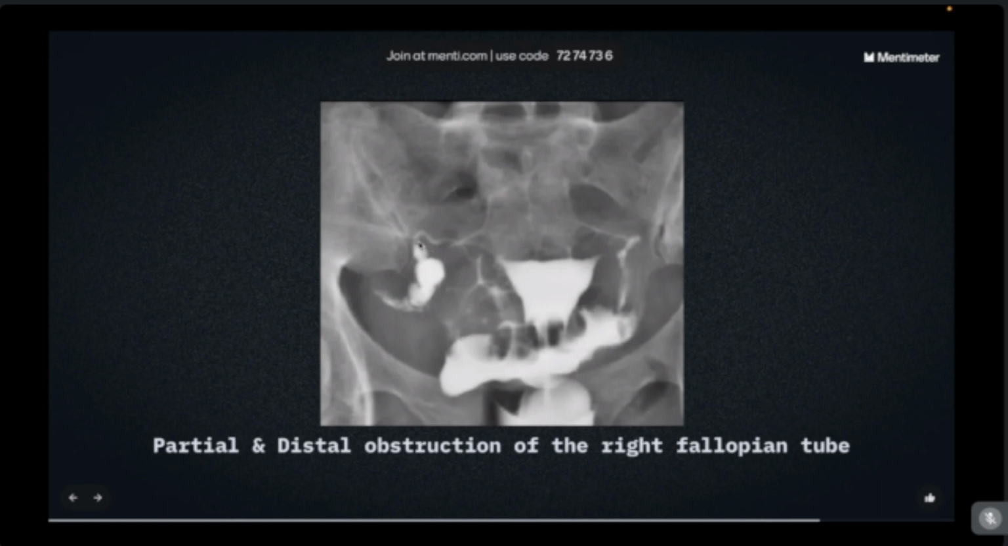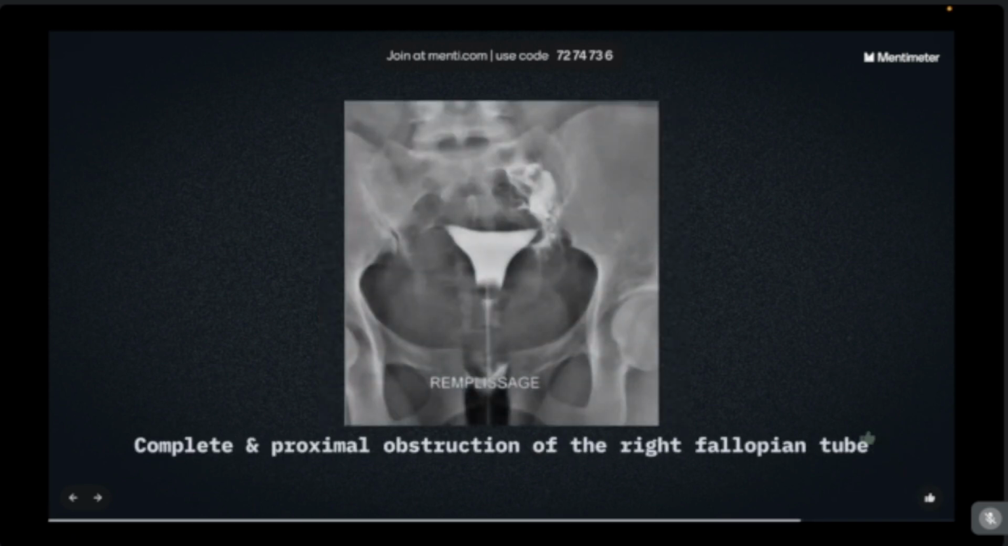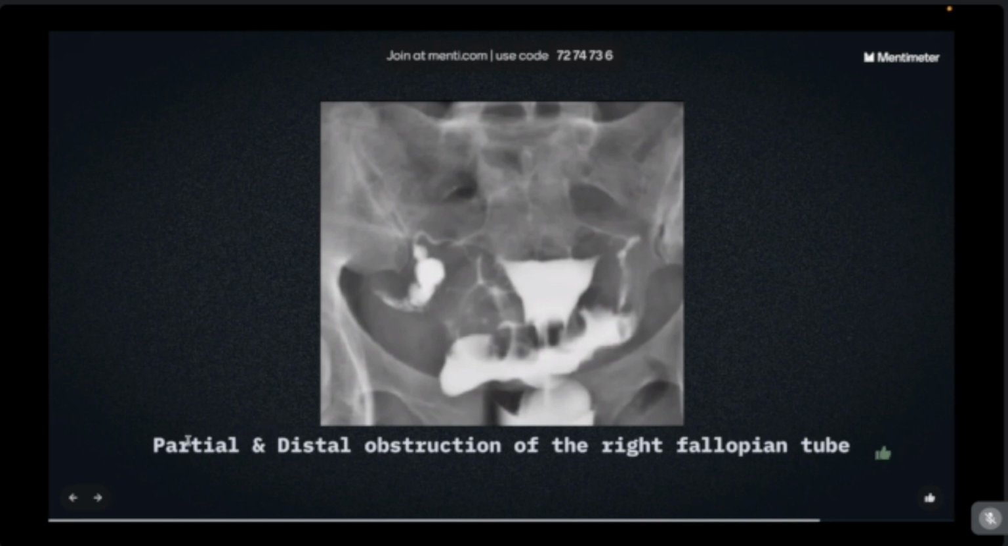So here, these are the pathological parts. Here we saw a complete and proximal obstruction in the right fallopian tube. And here it's an incomplete one, because we can see here that it goes into the peritoneal cavity.